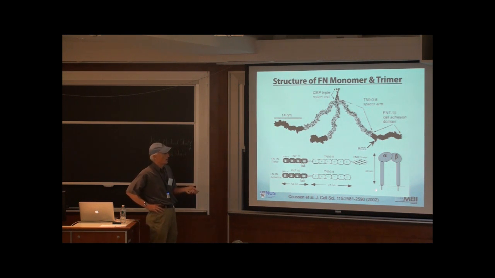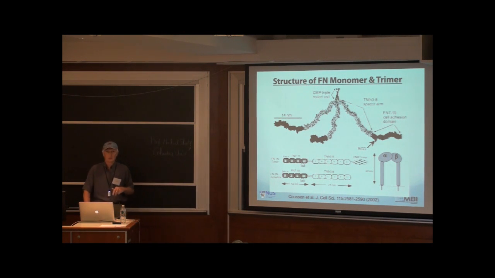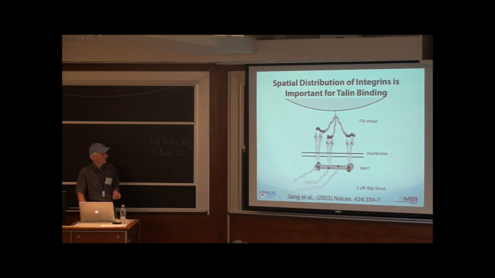So drawn to scale here is the alpha-beta integrin dimer, about 20 nanometers out from the surface. This is about 60 nanometers in width, so that we can see how large this complex is.